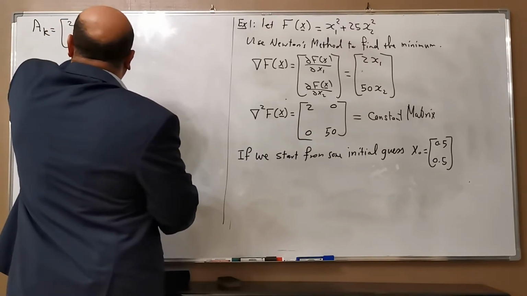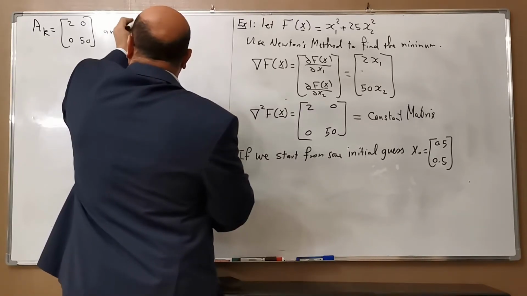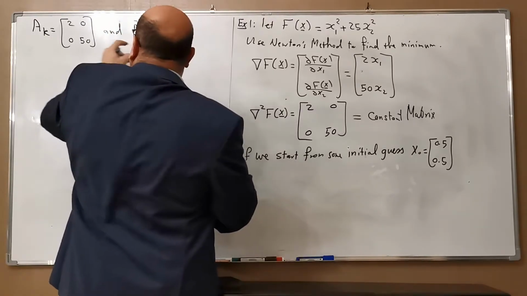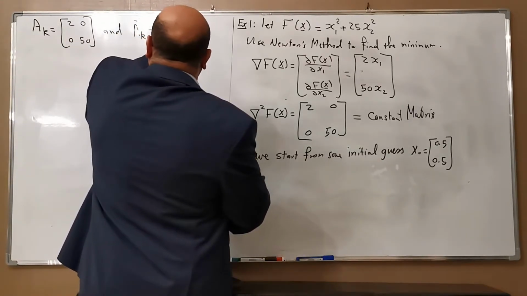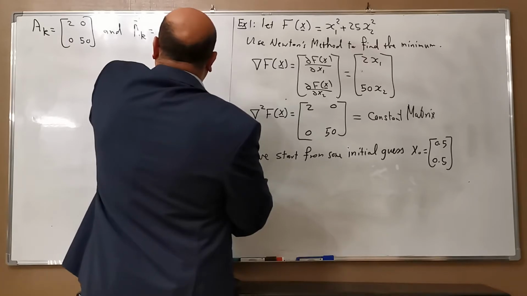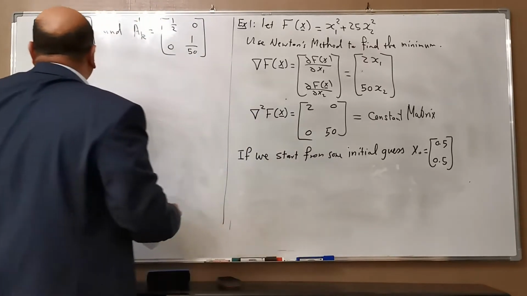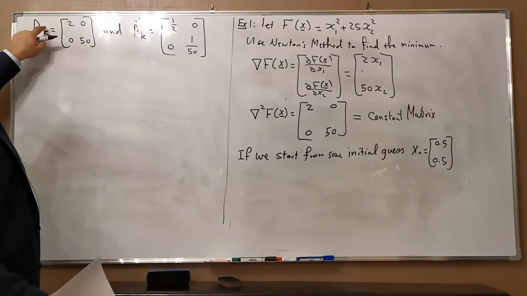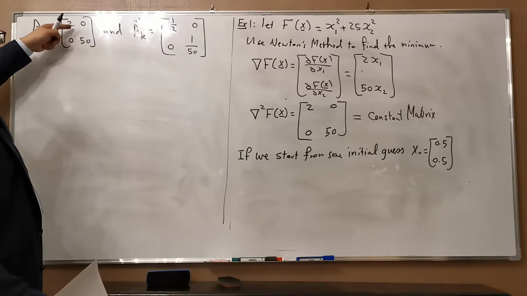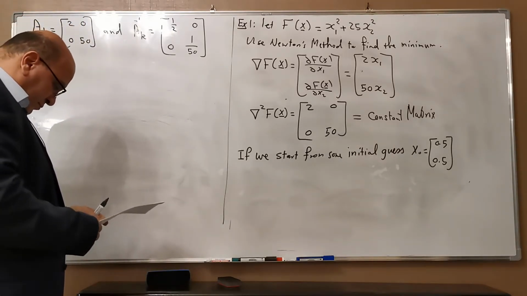And what will be A_k inverse in this case? It's very simple because you have only diagonal elements. So this one is 1/2, 0, 0, and 1/50. This is the inverse of this matrix because it has only diagonal elements, so the inverse is the reciprocal of each diagonal element.